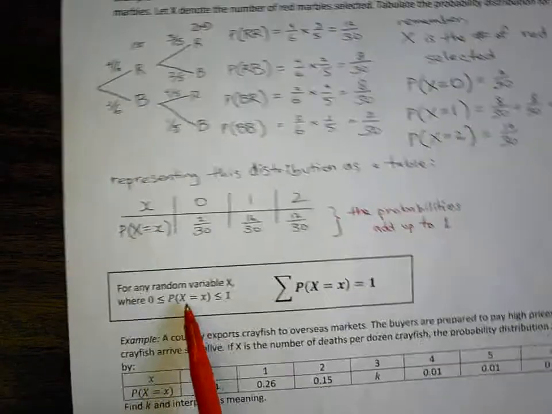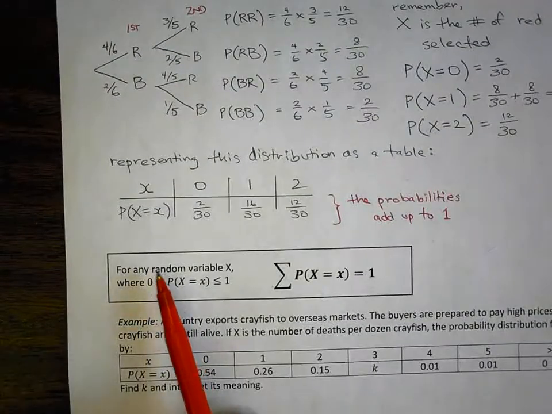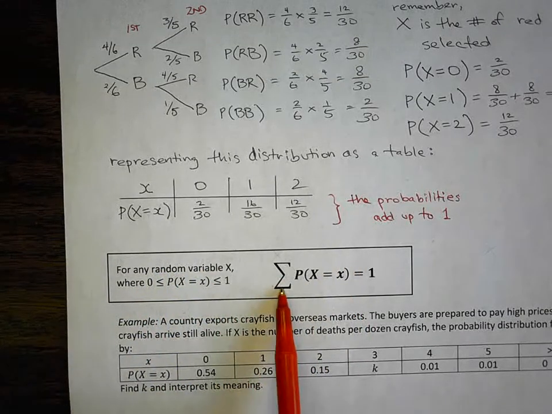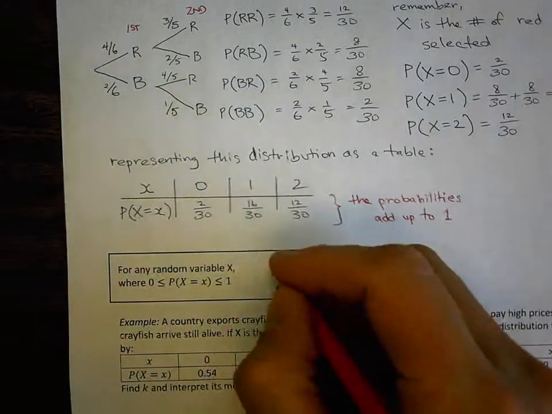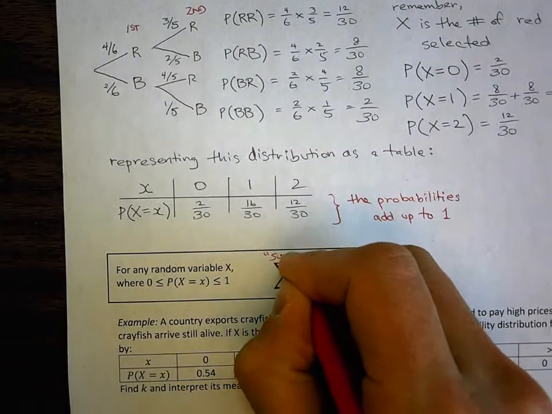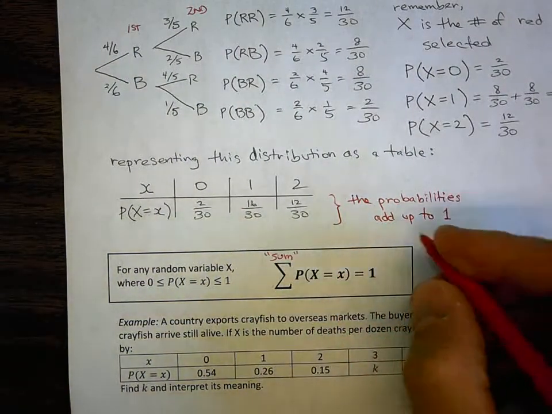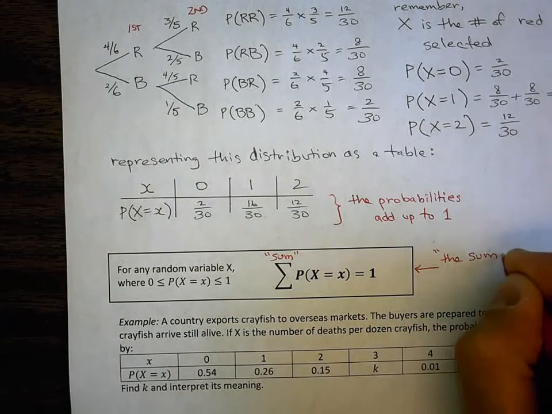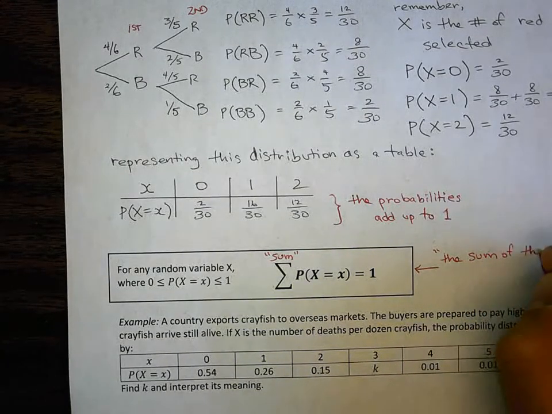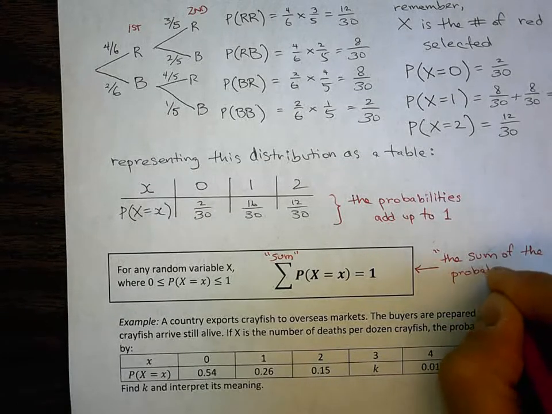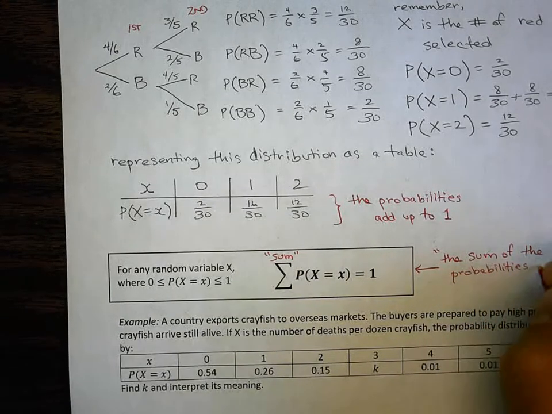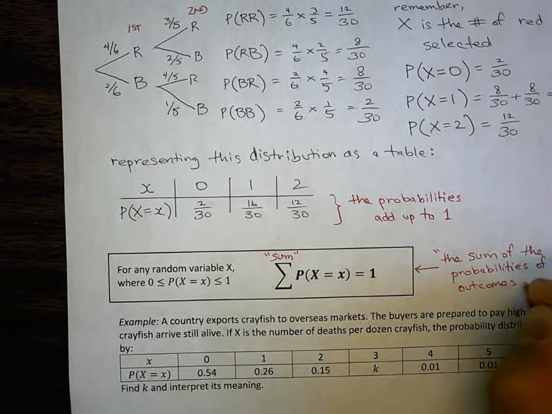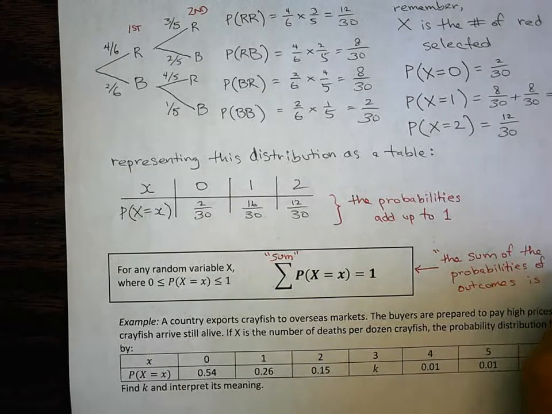And there's our one formula that's important for today. It's saying for any random variable where all the probabilities are between 0 and 1, if you add, remember this means sum, the sum of all the probabilities of all outcomes is 1. This should not be a surprise.